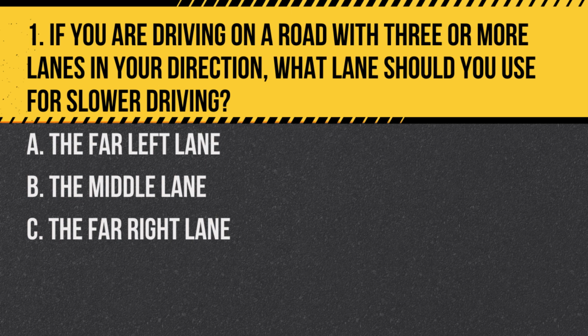Question 1. If you are driving on a road with 3 or more lanes in your direction, what lane should you use for slower driving? A. The far left lane. B. The middle lane. C. The far right lane. Answer. C. The far right lane. Slower traffic should use the far right lane, while the left lanes are generally reserved for passing or faster traffic.